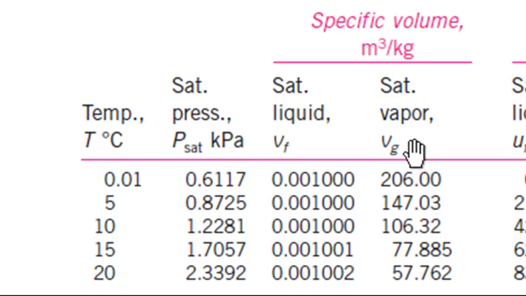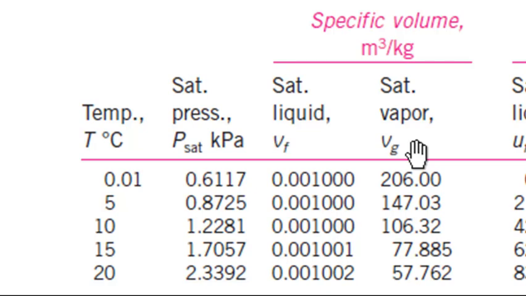And if we're at a specific volume that's greater than the specific volume of the vapor, that means the density is less than the density of saturated vapor. So if the specific volume is greater than the specific volume of the saturated vapor, it says that the density is less than the density of saturated vapor.